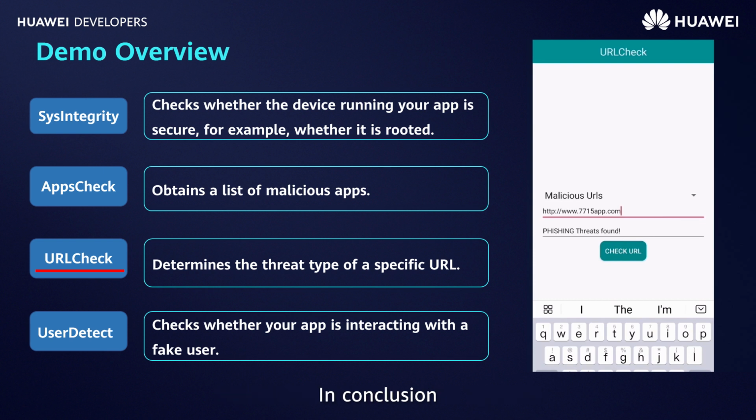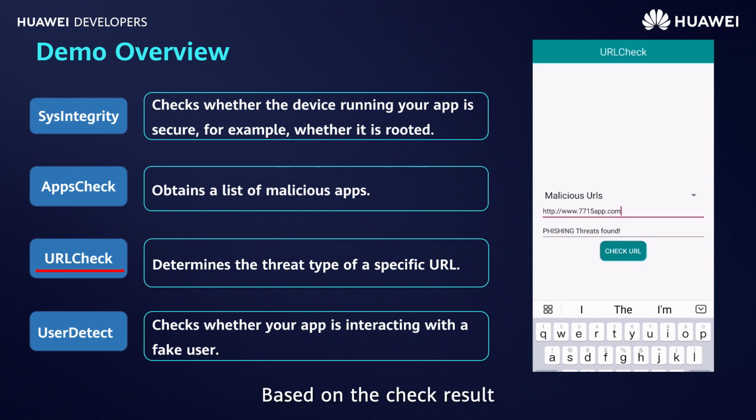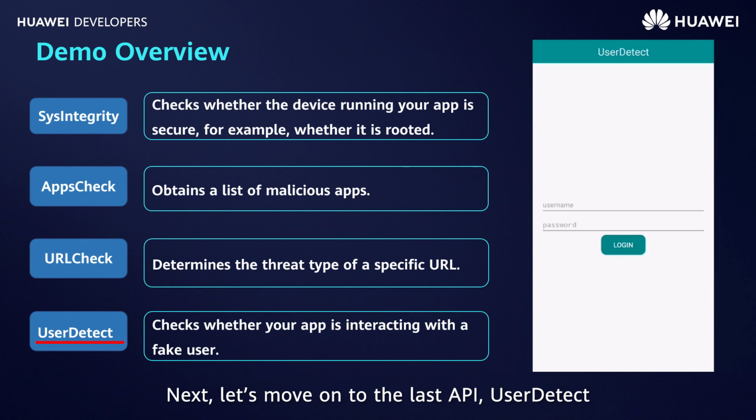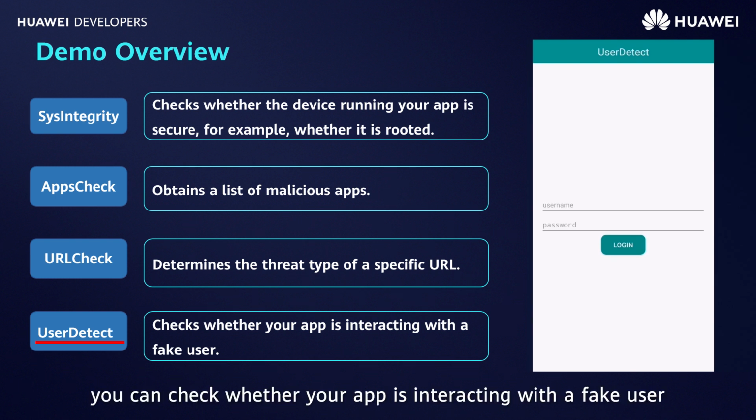In conclusion, URLCheck can determine the threat type of a specific URL. Based on the check result, you can remind users of risks or block malicious URLs for the users. Next, let's move on to the last API, UserDetect. With this API, you can check whether your app is interacting with a fake user.